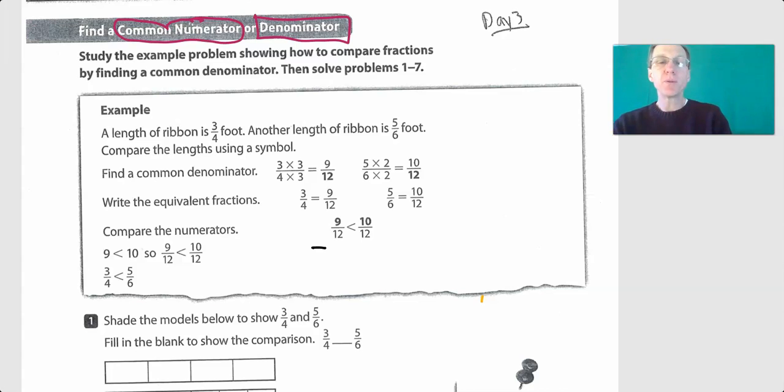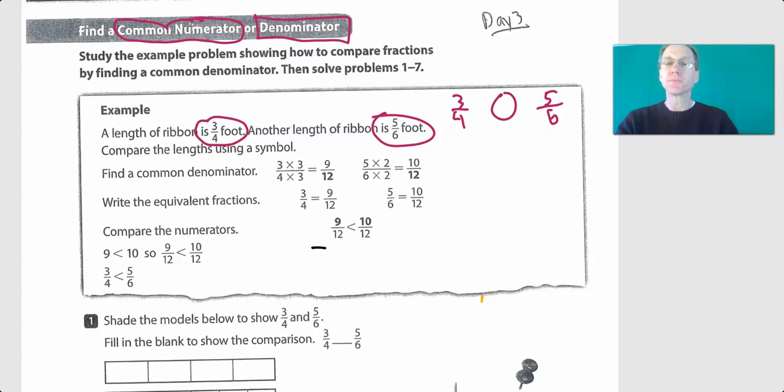So here you have a length of ribbon that is 3/4 of a foot. Another length is 5/6 of a foot. So you're like, 3/4 and 5/6. How do I compare these two things? So I want to show you a couple of easy ways to do that. Now, which is greater? Holy cow.